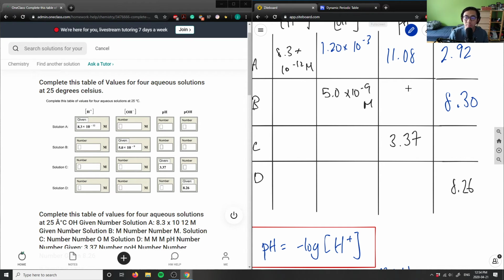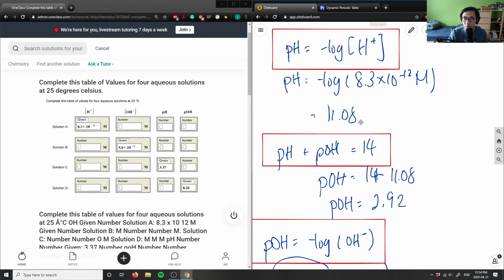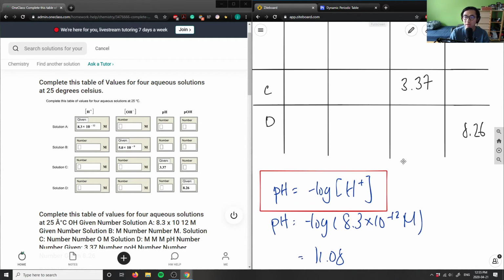8.30. I can simply take 14 minus the pOH to figure out my pH using this formula here. So let me use 14 minus the answer. 14 minus 8.30 gives me 5.70 for my pH. And then with our pH, we can simply solve for the hydroxide ions, right?